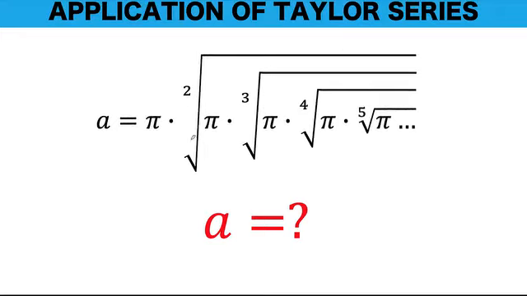We have here nested radicals starting with pi times the square root of pi times the cube root of pi times the fourth root of pi times the fifth root of pi, and repeat the pattern infinitely. What is the value of this expression?